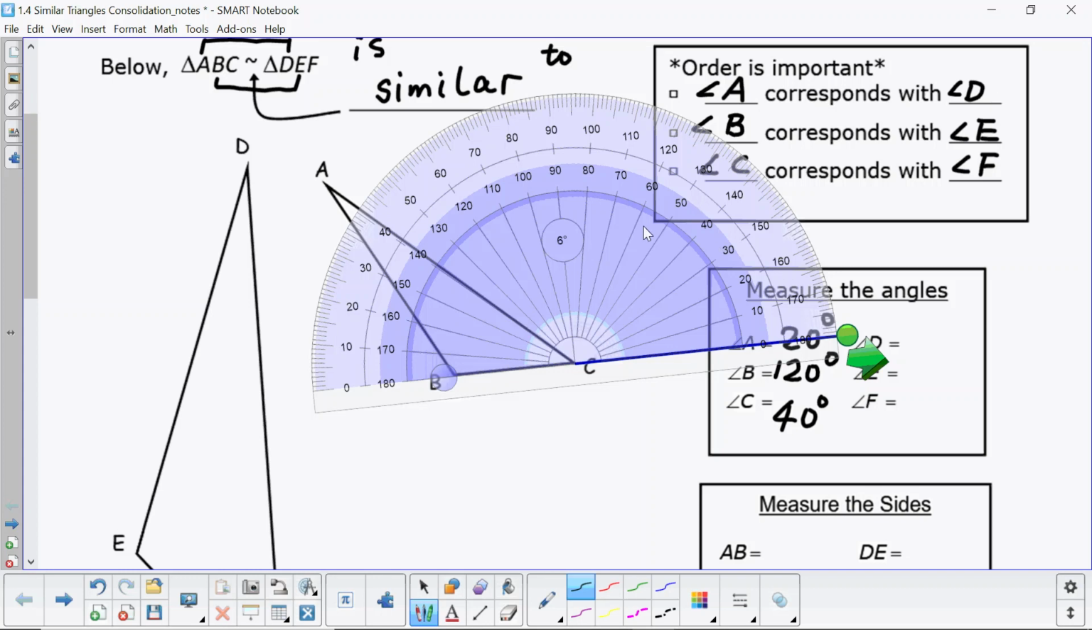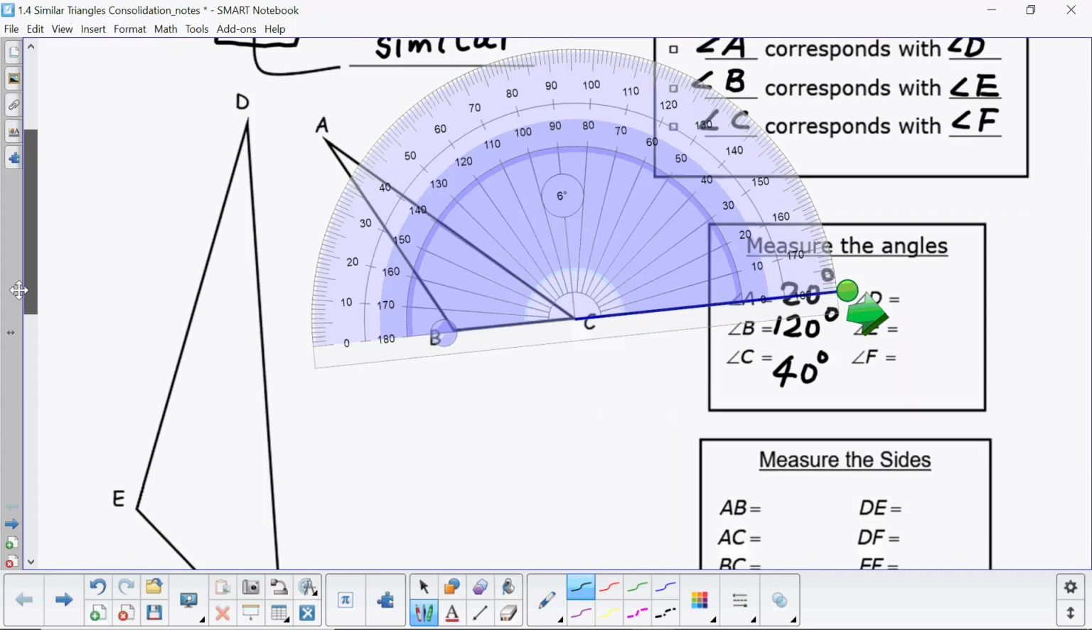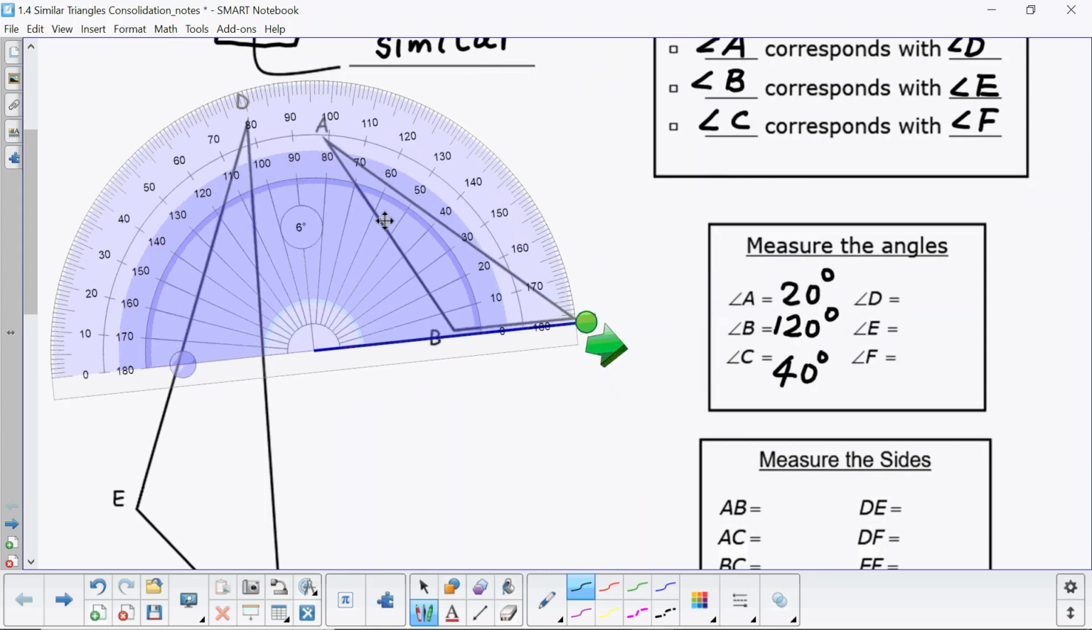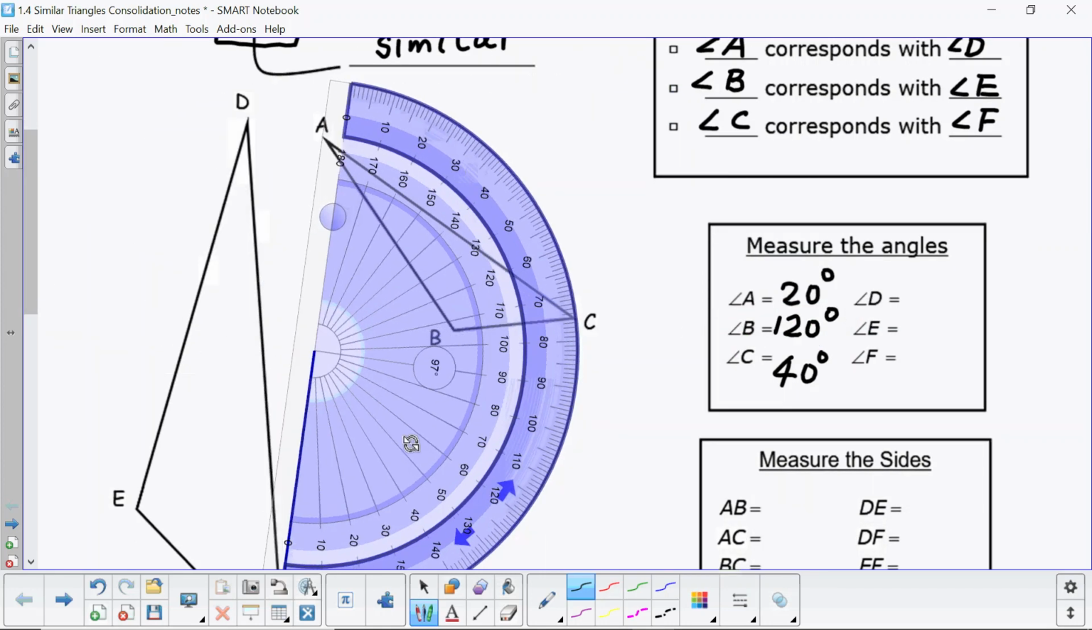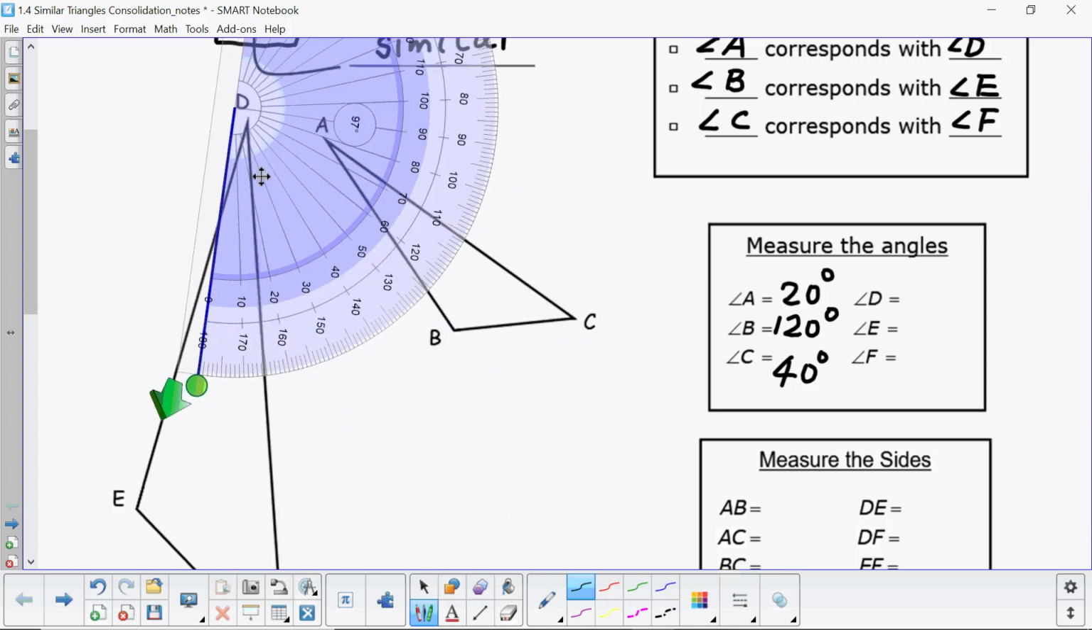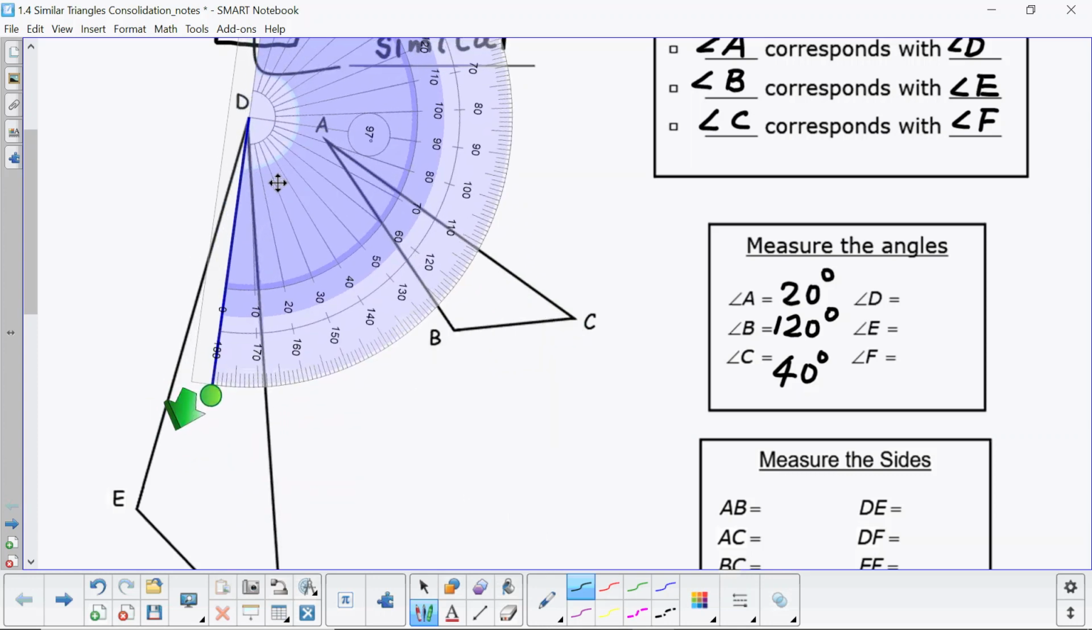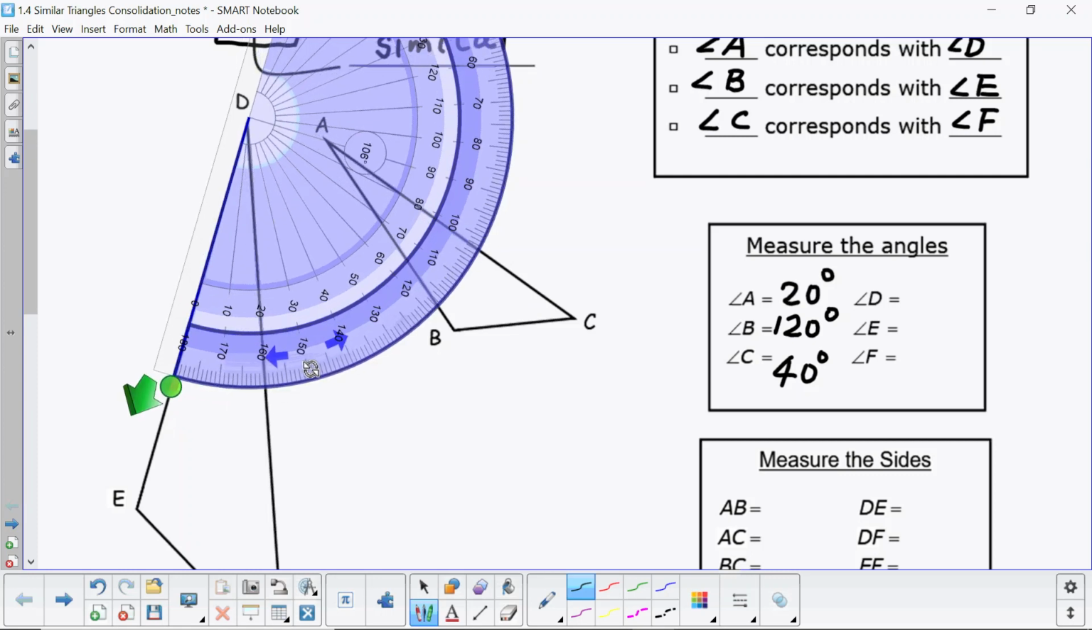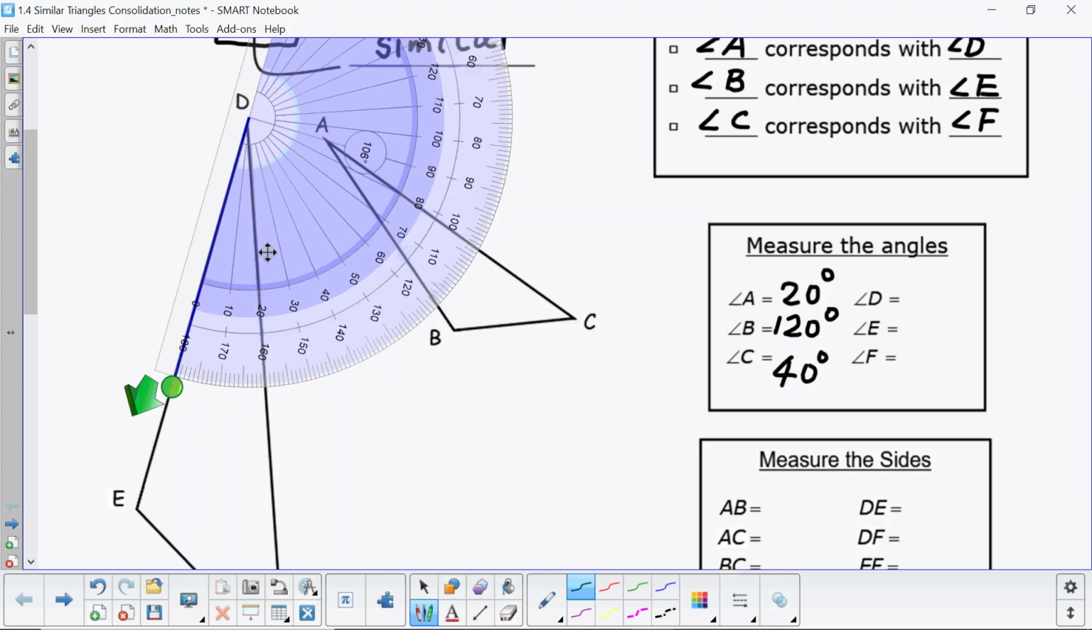Okay, so we have done the first triangle. Now we are going to do it for the second triangle. So we turn it, put the center at the vertex of angle D, then continue to rotate. Then we are going to measure angle D. From here to here, we start from 0, 10 degrees, 20 degrees. So angle D, after we do the measurement, is 20 degrees.